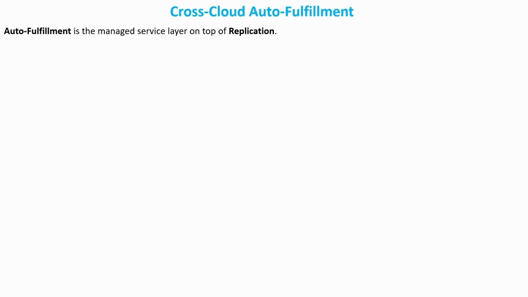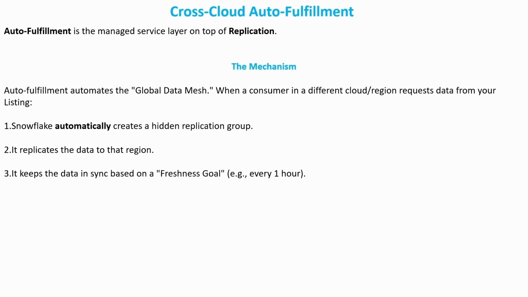The last one is cross cloud auto fulfillment. Auto fulfillment is the managed service layer on top of replication. Auto fulfillment automates the global data mesh. When a consumer in a different cloud or region requests data from your listing, Snowflake automatically creates a hidden replication group and replicates the data to that region, and it keeps the data in sync based on the freshness goal. It is a fully managed service provided by Snowflake.